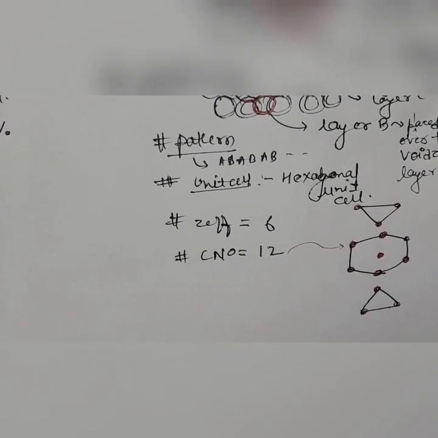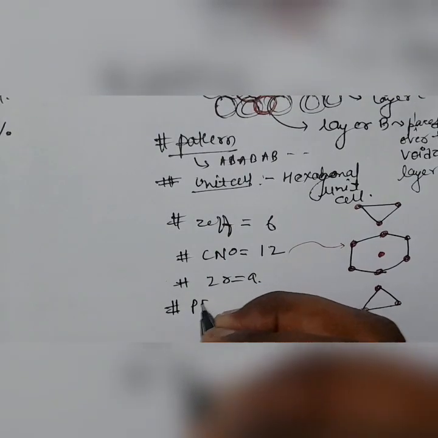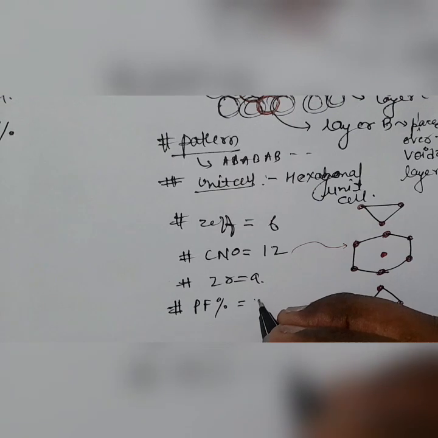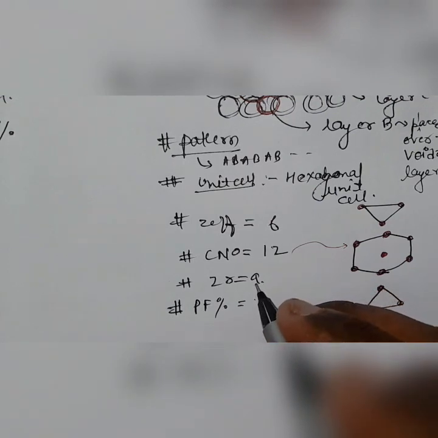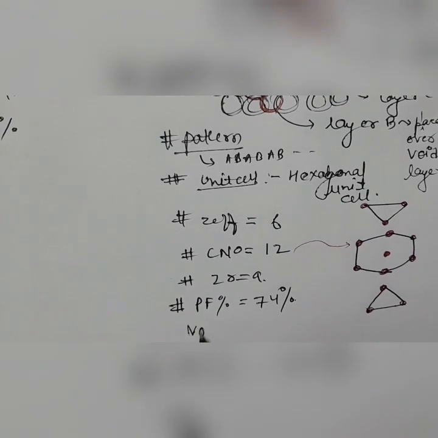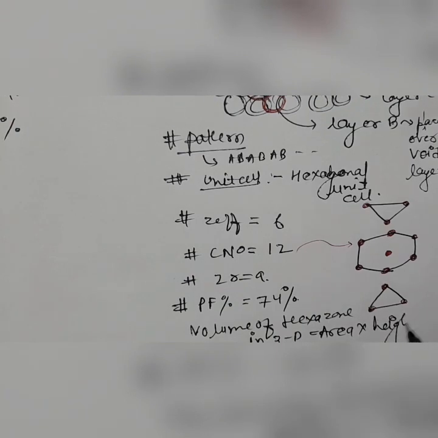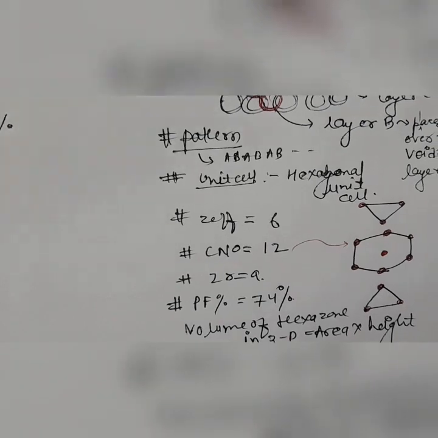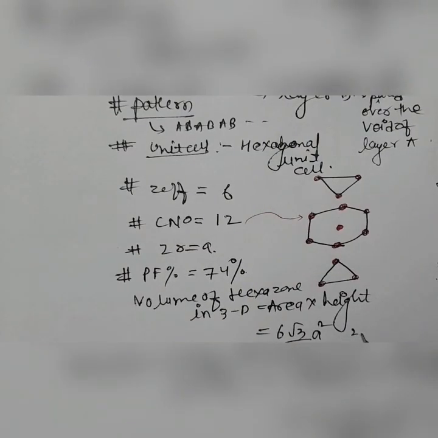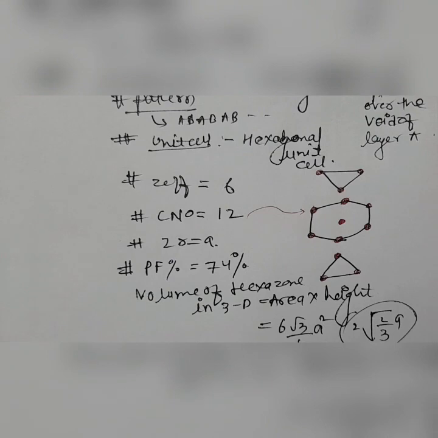Another thing is the relation between r and a, that is 2r equals a. And the percentage of packing fraction is the same as the percentage of packing fraction of cubical closed packing, that is 74%. But here we have to learn one formula, that is the volume of the hexagon in 3D. What is the volume? Volume is nothing but area into height. Area we know is 6 into root 3 by 4 a square. What is the height of it? Height of it is nothing but 2 into root under 2 by 3 a. That we have to remember. It is the height of the 3D hexagon.